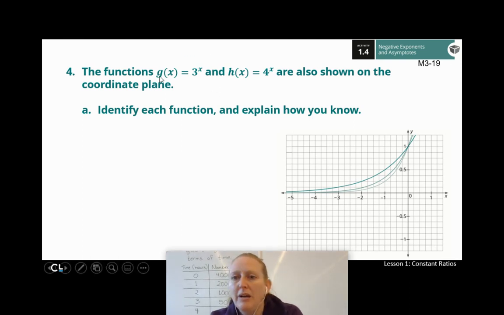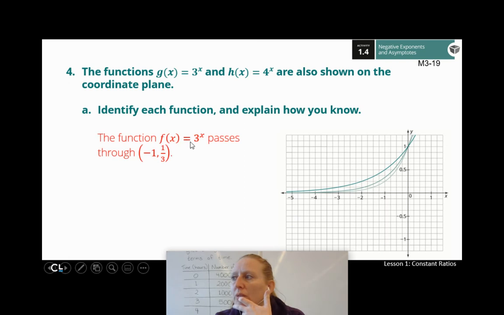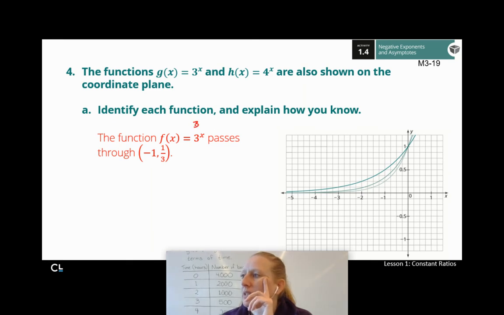So let's talk about 3 to the x power. Remember how last time I plugged in a -1 and I was like, that's where it should hit. So I'm going to do that here. If I plug in a -1, that's 3 to the -1 power, which is 1/3. So that means if I plug in a -1, I get a 1/3 out of it, right?